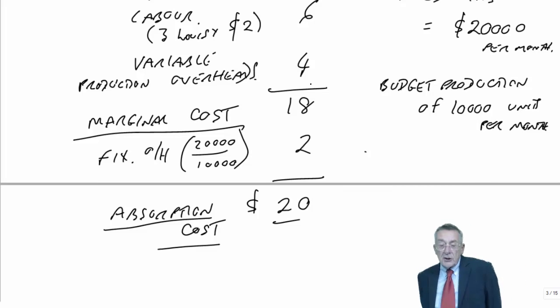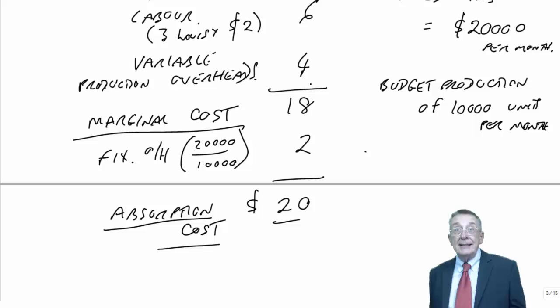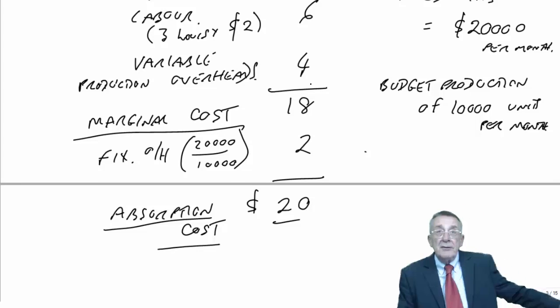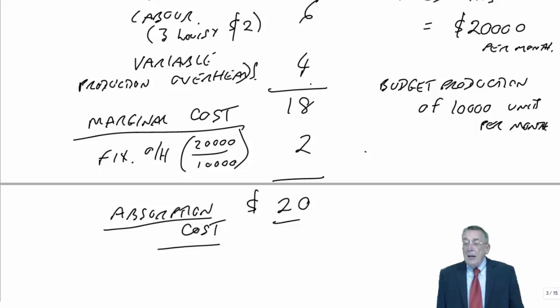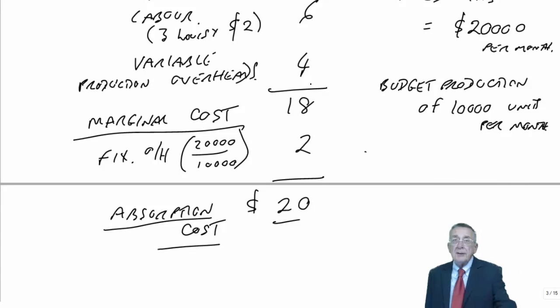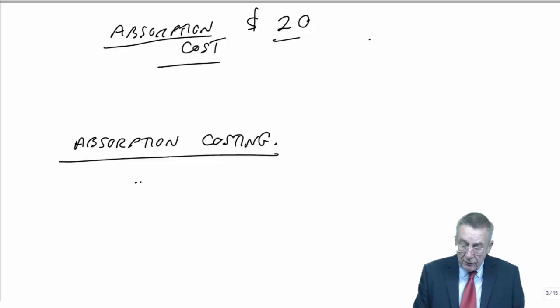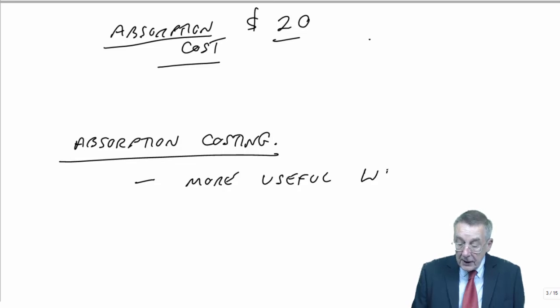There's no point saying the marginal cost is 18, oh, let's sell at 19 and we make a profit. Of course not, because there's still fixed costs payable. The absorption cost is more relevant. I need to sell at more than 20 to be profitable. So that's one reason. Absorption costing is more useful when determining a selling price.